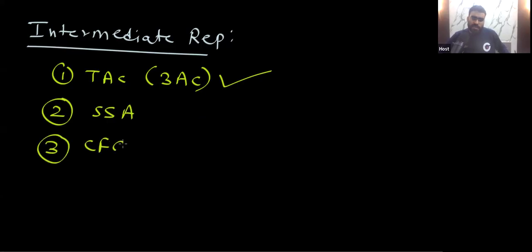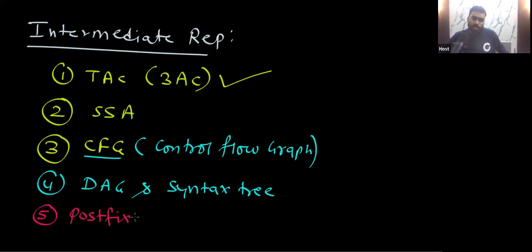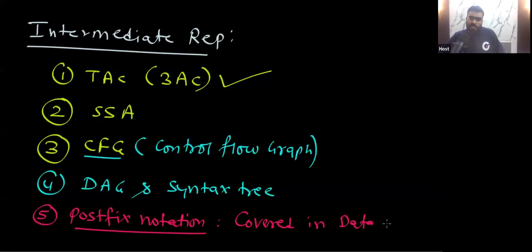Another that we will study is the control flow graph. Another that we will study is the DAG and syntax tree. So basically, these are some intermediate representations. There is postfix notation also that you study in the data structure course, right? Yes or no? This is already covered in data structure, so you study it there.